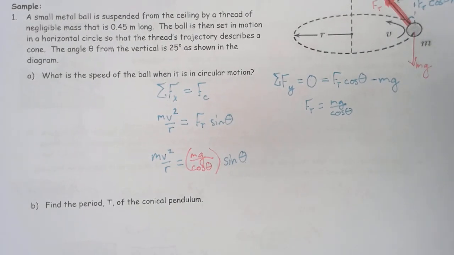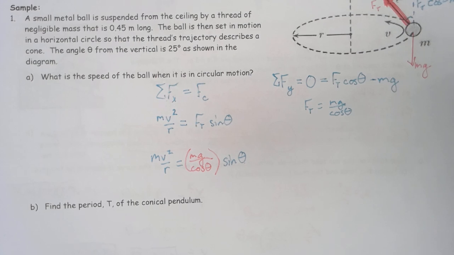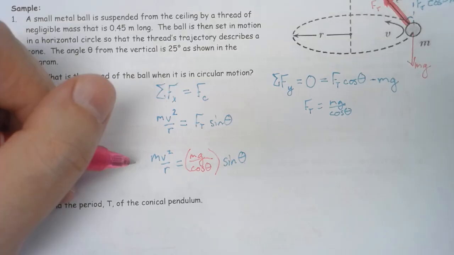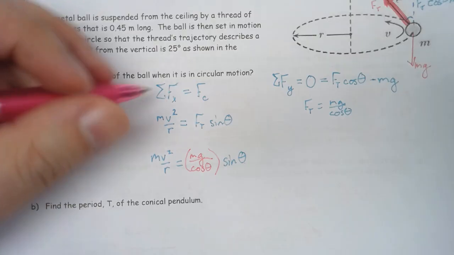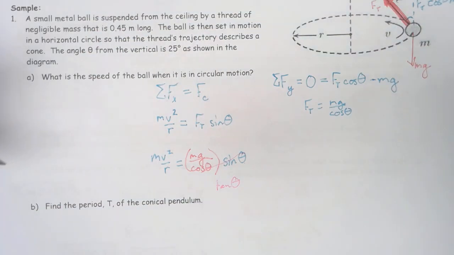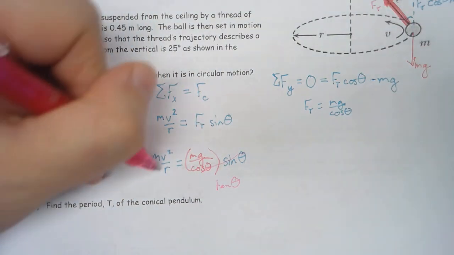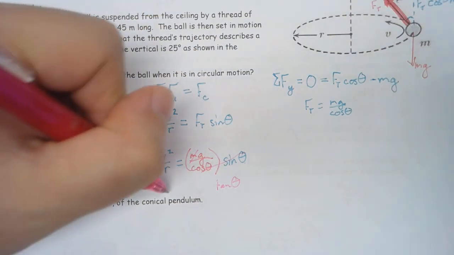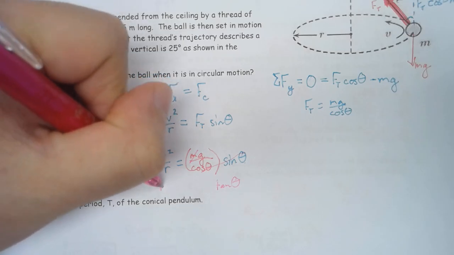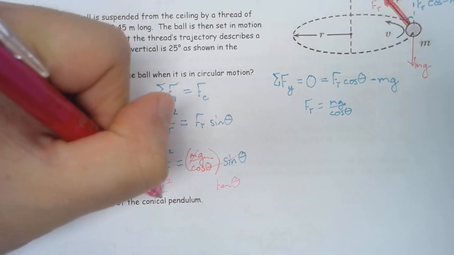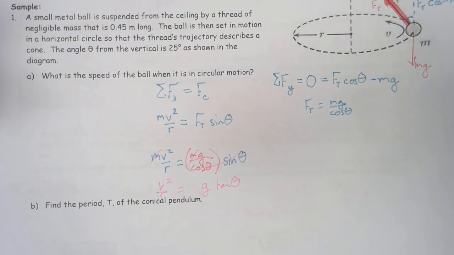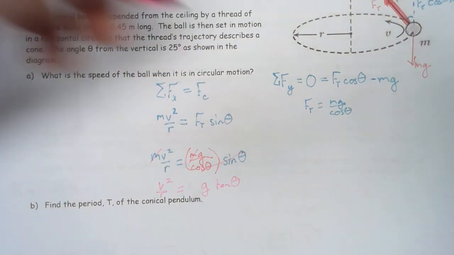What's the next math step? What do you want to do with this? Two things. Sine over cosine is what? Okay, so we have tangent theta. And we also cancel out mass. Yeah, that's what you said. I could barely hear you. V squared over r equals g tangent theta. I feel like there's something else, but that's it, huh?